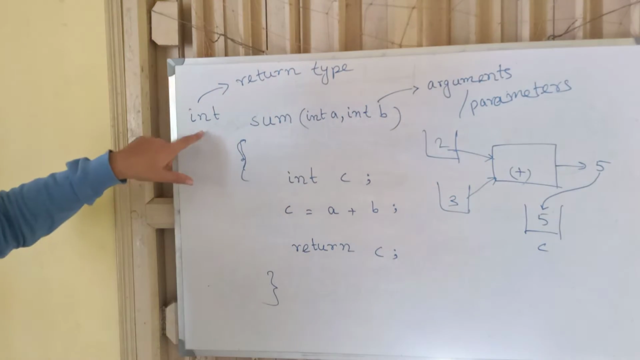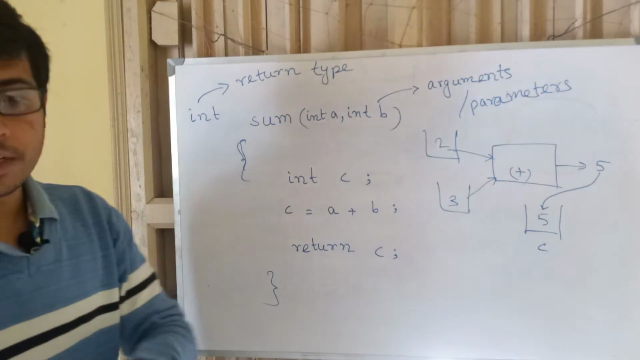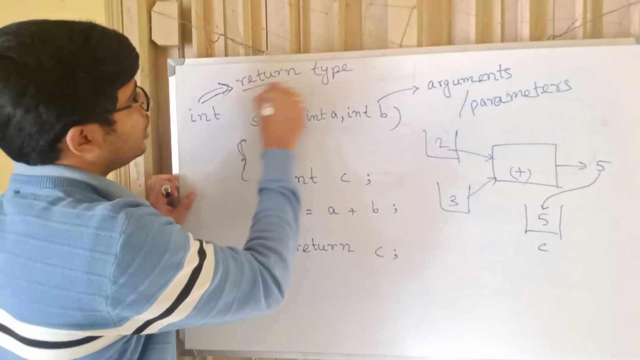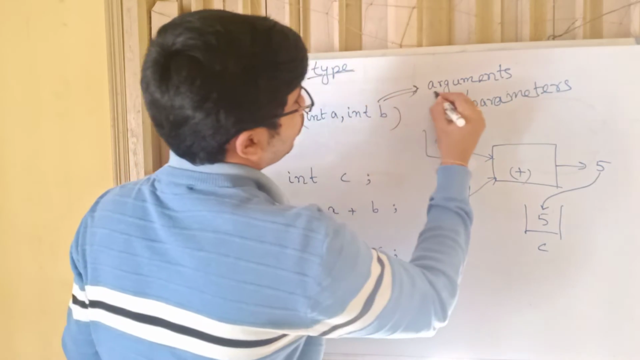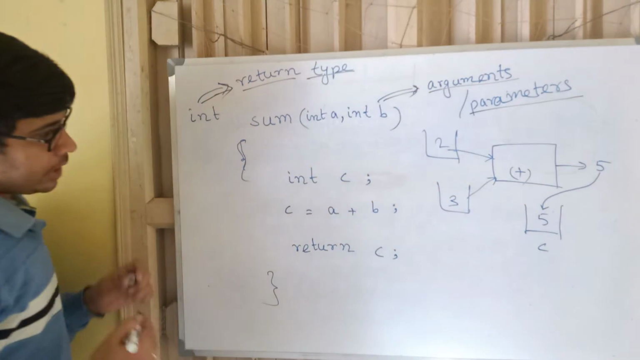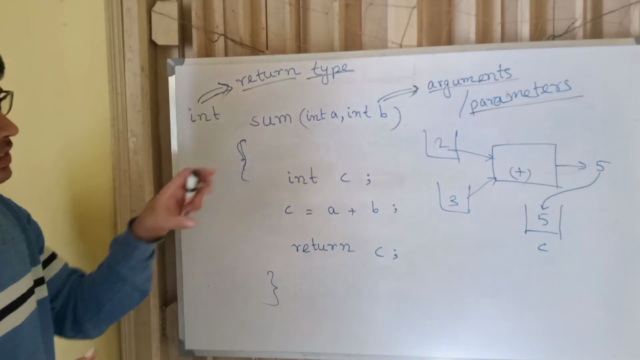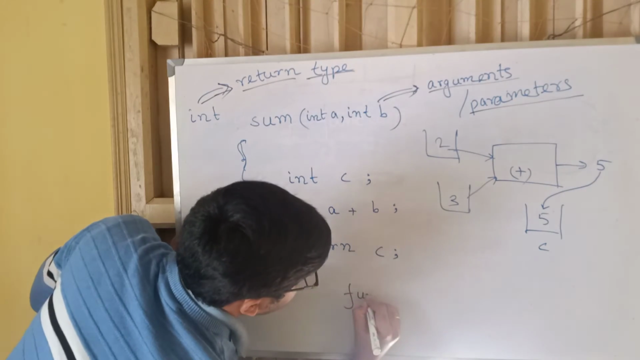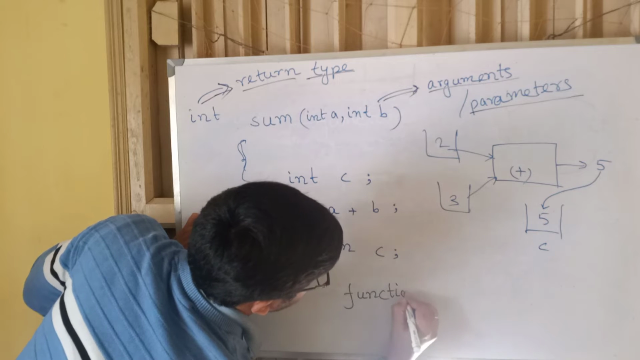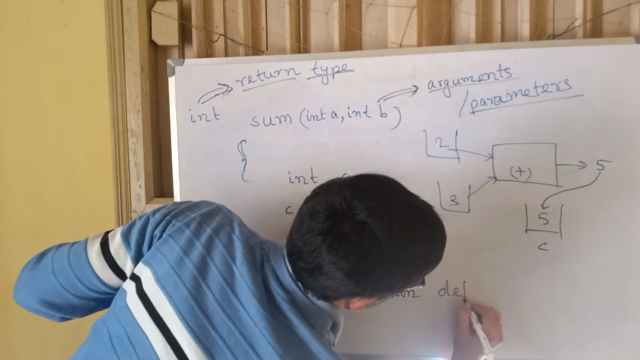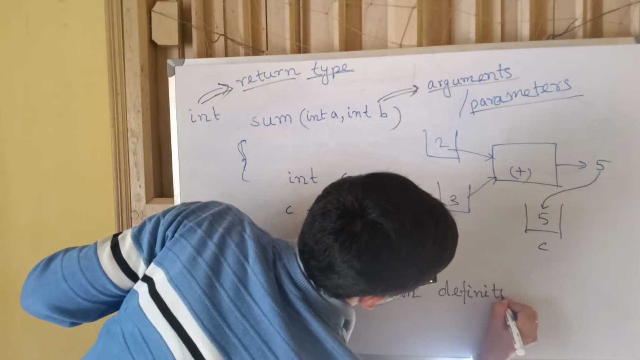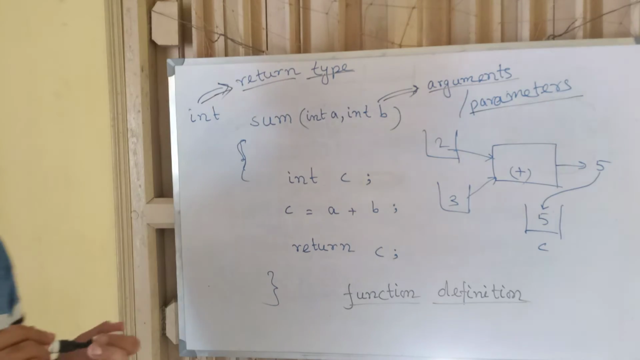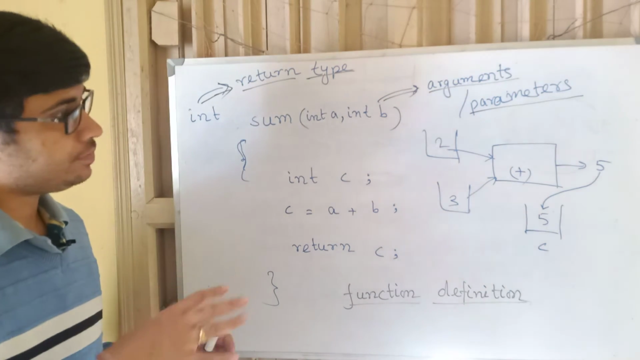Okay, so let me use another color. Here we are giving the return type and here the arguments. That is the function definition, that is called function definition. Now our function is ready.